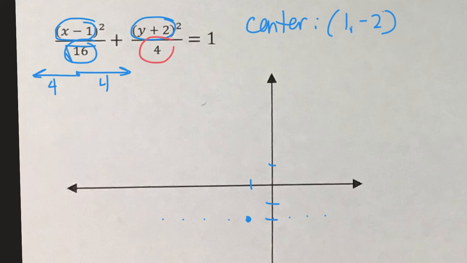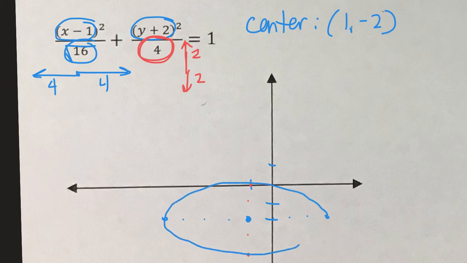And then notice underneath the y is a 4. So this is going to tell us how far we go in the y direction, and the square root of 4 is 2. So you're going to go 2 units up in the y direction and 2 units down. Right? And these are your major and your minor axes. Then you do your best to make it as elliptical looking as possible, making sure your curves are as nice and curvy as you can.